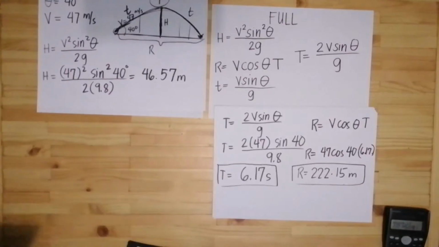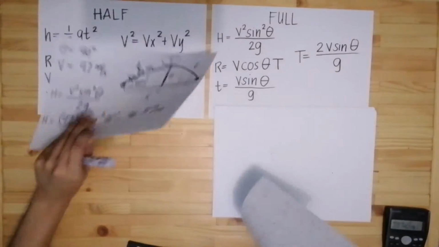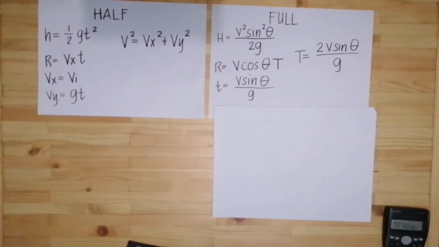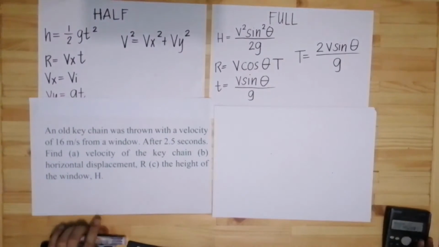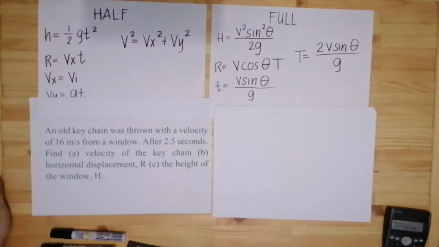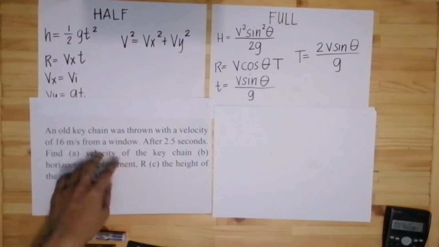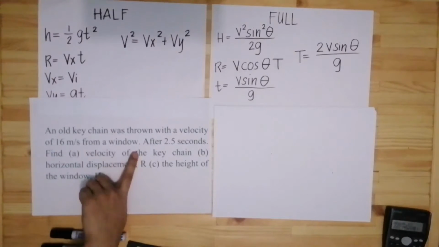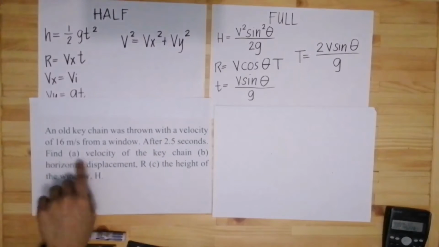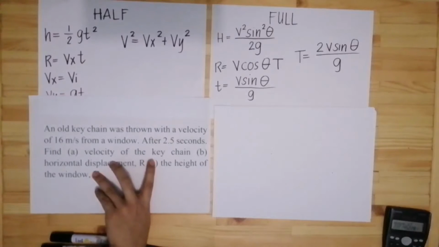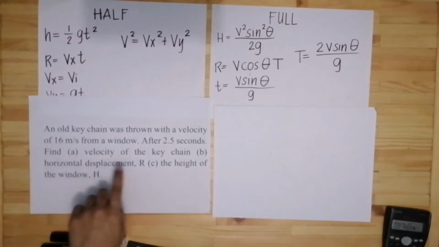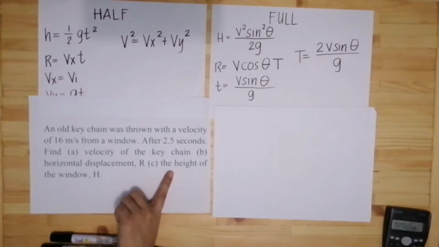Let's have another example to understand it more. What about this? An old keychain was thrown with a velocity of 16 meters per second from a window. So, sa window, binato daw yung old keychain na yun. Then, after 2.5 seconds, find the velocity of the keychain. So, velocity ang hinahanap natin dito, ha? Then, horizontal displacement, yung R. Then, the height of the window.